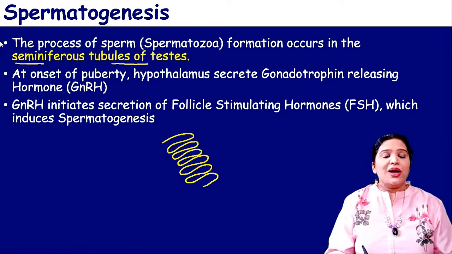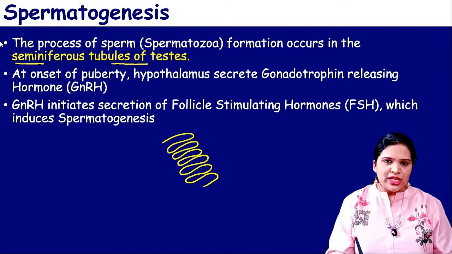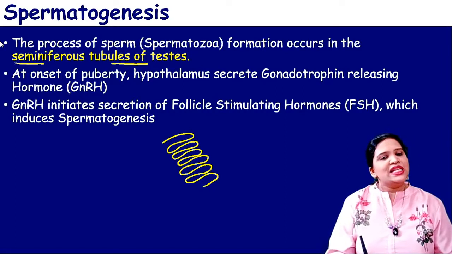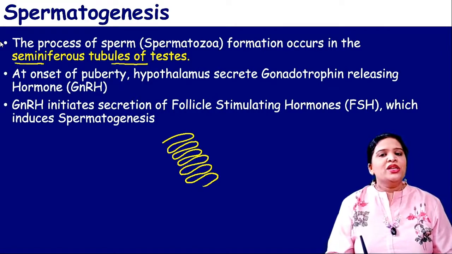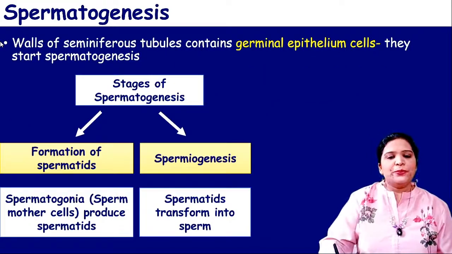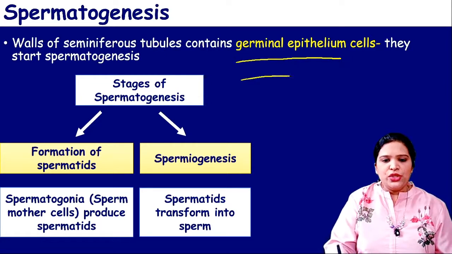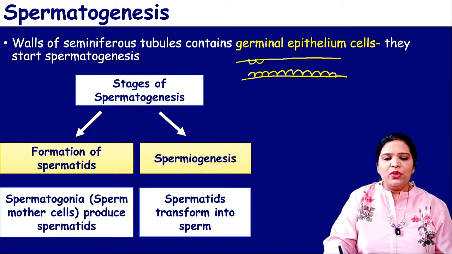At the onset of puberty, the hypothalamus secretes gonadotrophin releasing hormone, which in turn induces the secretion of follicle stimulating hormone. That follicle stimulating hormone induces spermatogenesis. How does this occur? Let me tell you. See, if this is a seminiferous tubule, the walls of these seminiferous tubules contain a type of cell called germinal epithelium cell.